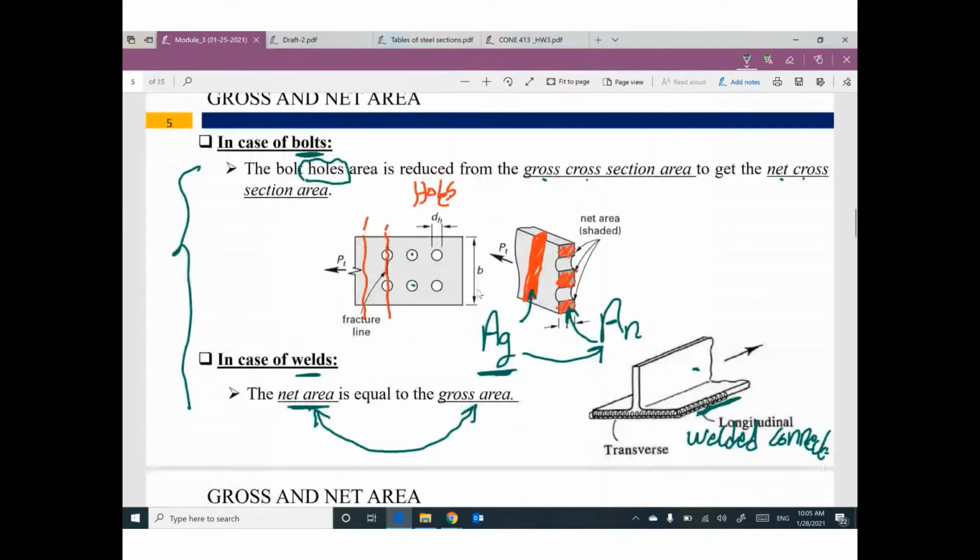If you have rust or corrosion, both of them can be corroded, or you can expect rust, because this one is metal, this one is metal also. But if you would like to repair, if you would like to replace the member, which one is easier: to remove these bolts and put a new member, or remove this weld?